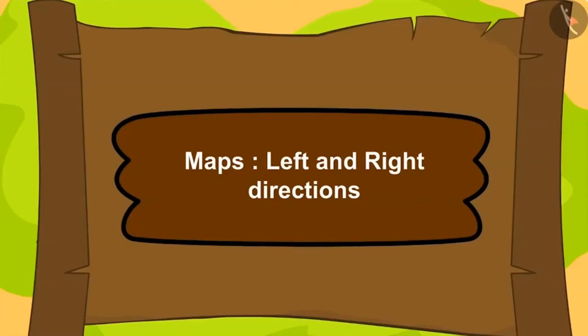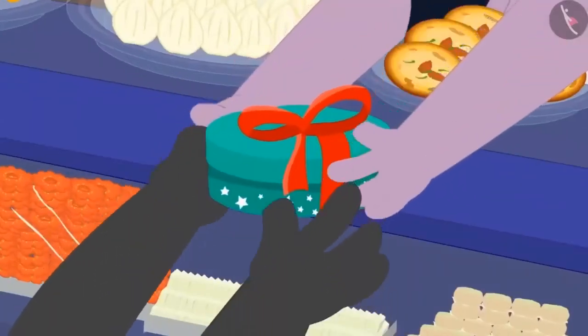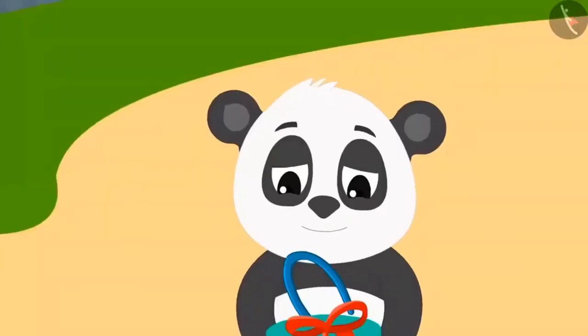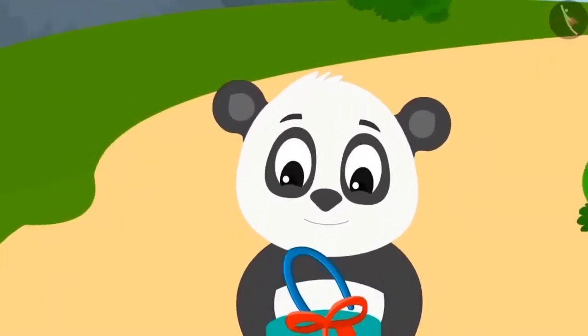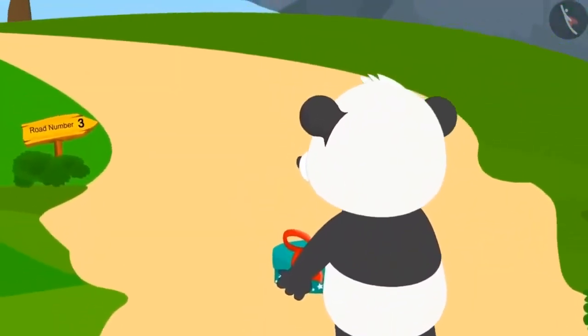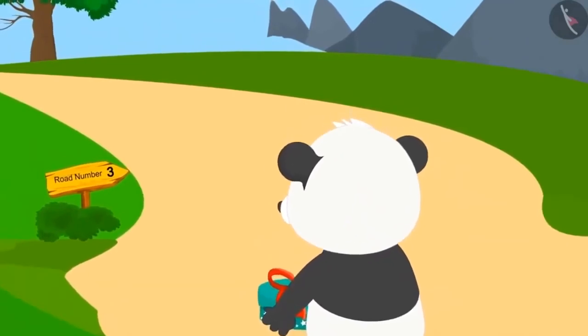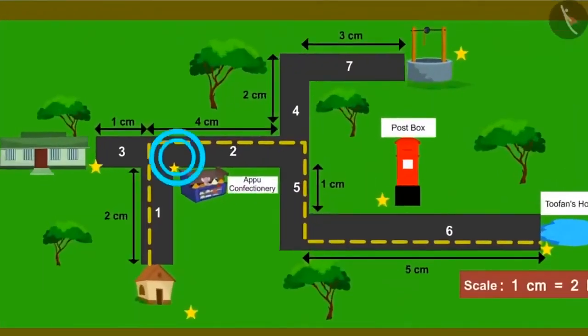In the previous lesson, Golu had bought sweets for Tufan from Appu's confectionery. Now, Golu again started his journey. After going some distance, he saw the board of road number 3 on the road. He was shocked. According to Uncle's map, he should have been on road number 2.